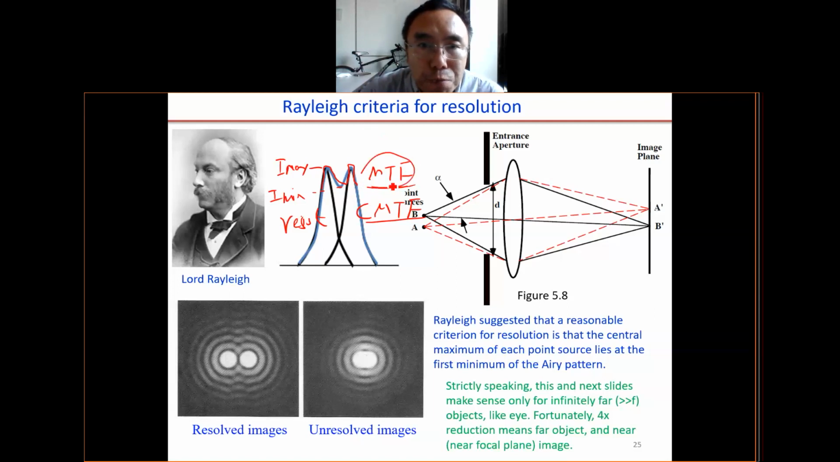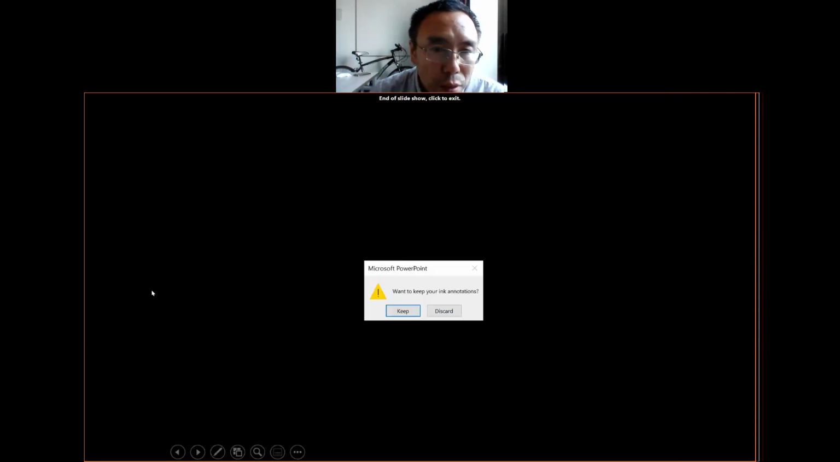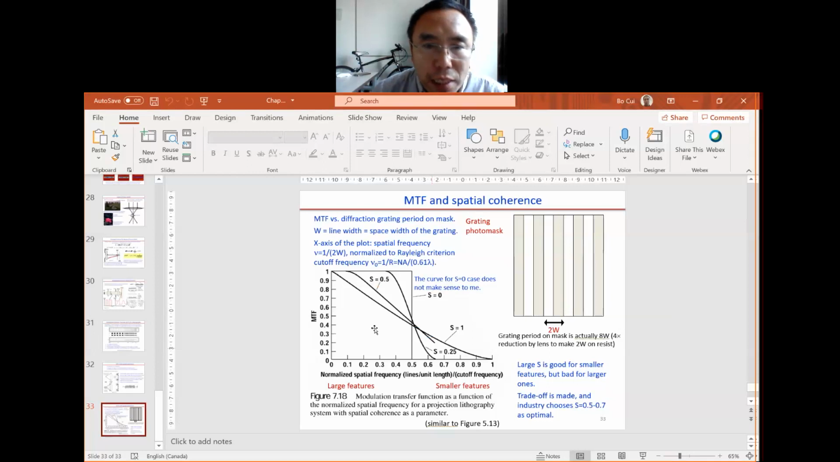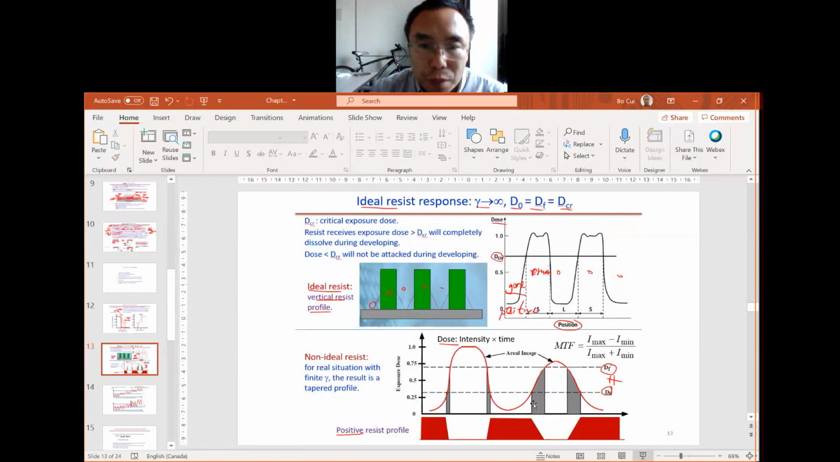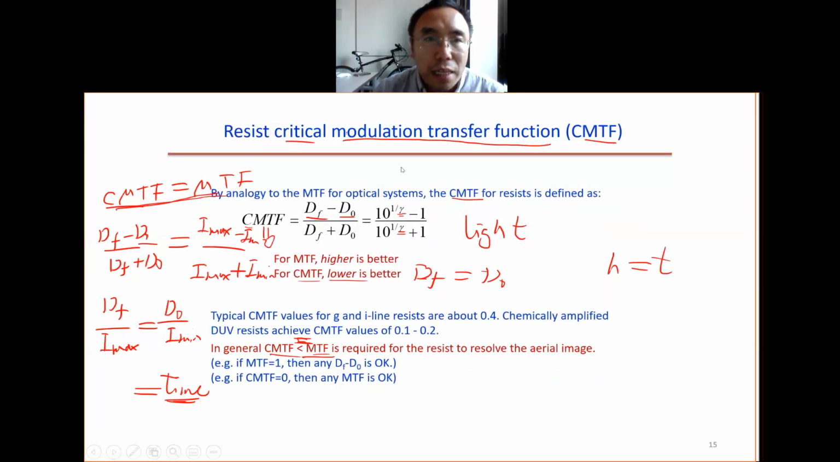So for the MTF, we have this graph here. So this is the MTF. So what do you do? From this curve, you can find out MTF, and then you know the critical MTF of the resist. Then you know whether that particular condition, the resist and the lithography system, will be able to resolve a certain pattern or not. So this is the idea of the CMTF. This is a much better way to decide whether a pattern can be resolved or not than the Rayleigh criteria.